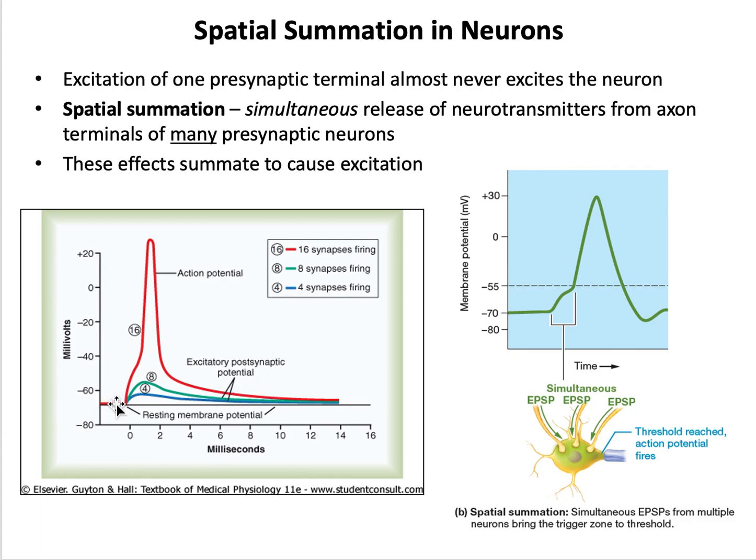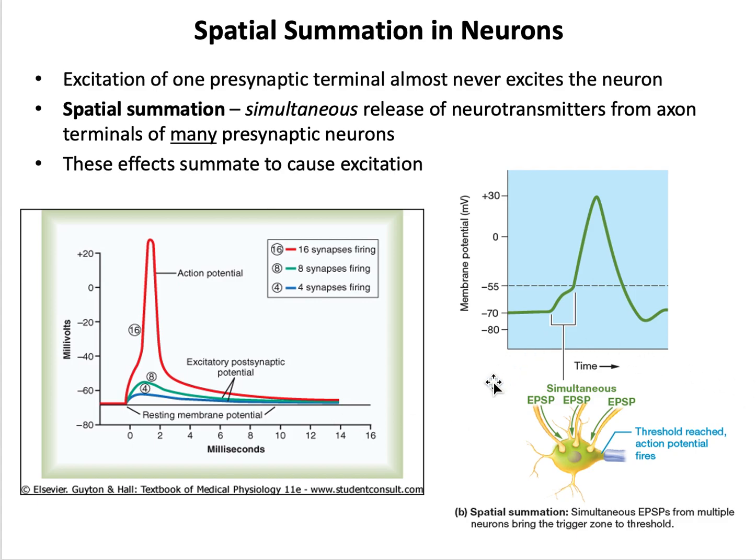Green line, we're at resting membrane potential, and we have 8 presynaptic axon terminals releasing neurotransmitter. We get a little bit greater depolarization, but not enough to reach threshold, and it fizzles out. So the EPSP wasn't great enough. But in the case of the red line, we have 16 presynaptic neurons all releasing neurotransmitter, and it's causing so many EPSPs on the postsynaptic neuron that we reach threshold and we get an action potential. So that's an example of summation.